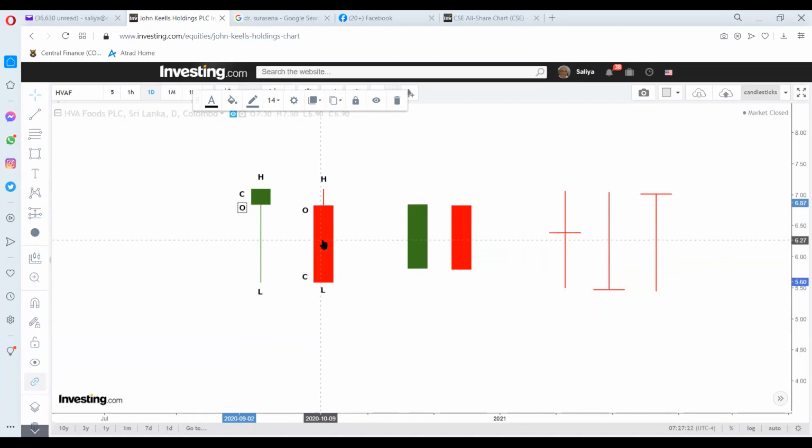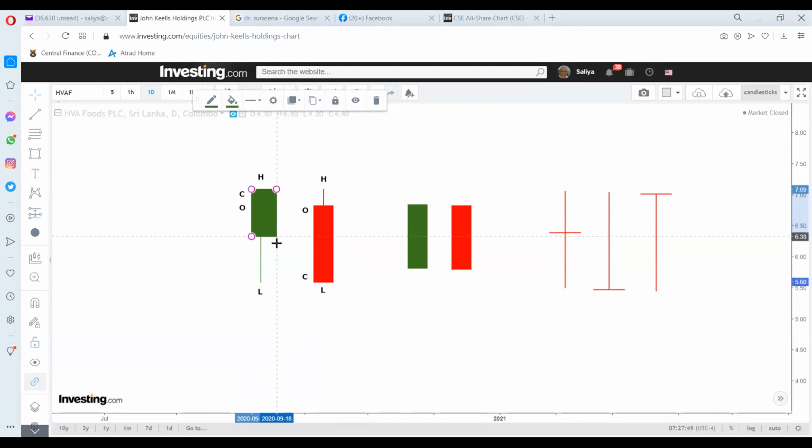And this distance also can vary like this, but as long as there is a distance between the open and the high, and no distance at the close and the low, it is considered the second most bullish candle, right? Then you have the neutral bullish candles.